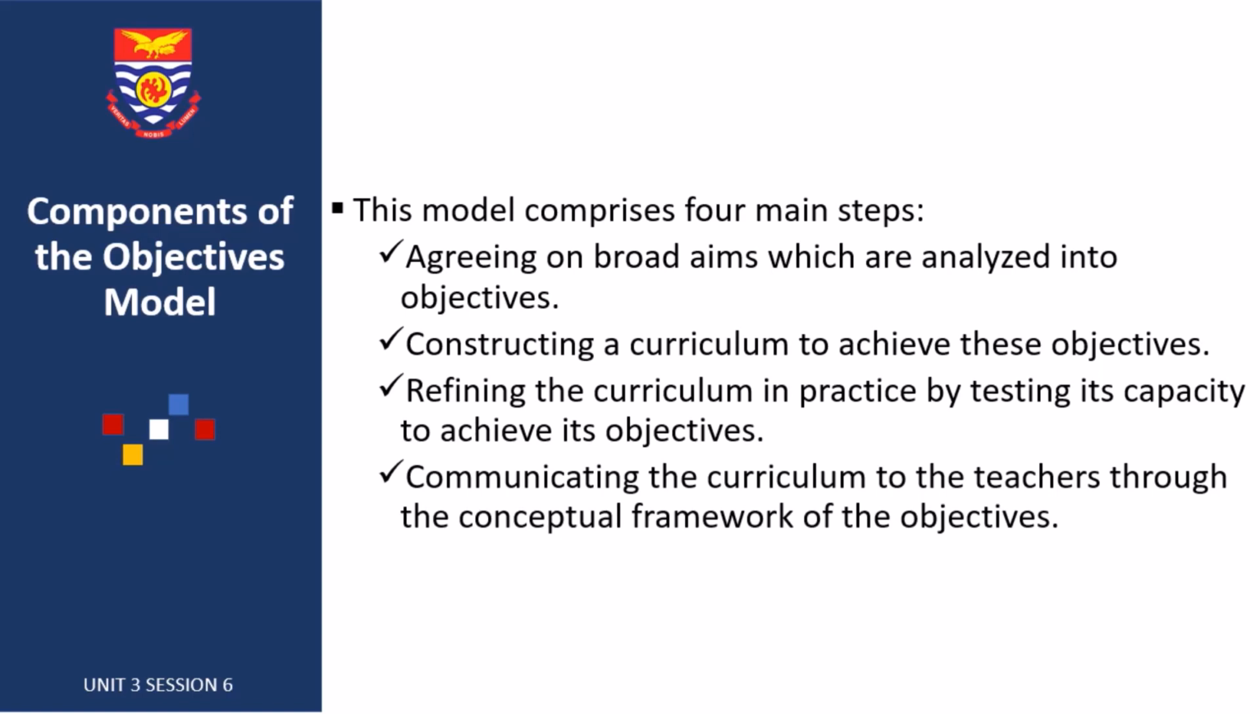So we have the general aims, and the general aims are translated into objectives. And how do we achieve these objectives? We plan the content that can help us achieve the objectives. We find out whether these contents can really help us achieve the objectives. And once these contents are able to help us achieve the objectives, we now communicate to the teachers, who are the implementers of the curriculum, to ensure that the expected behavioral change that must be seen in the students is being observed, in order to say that the general aims of the curriculum have been achieved.